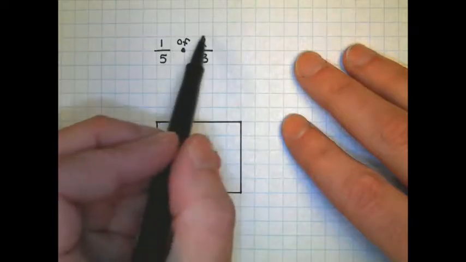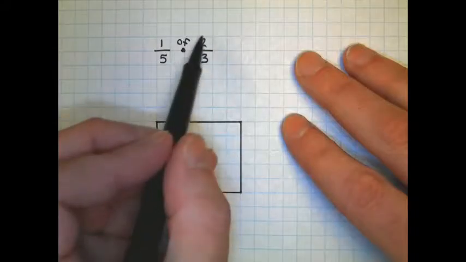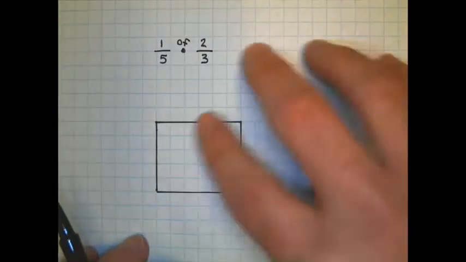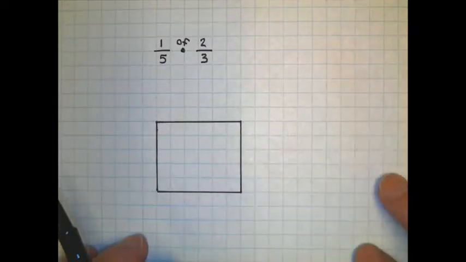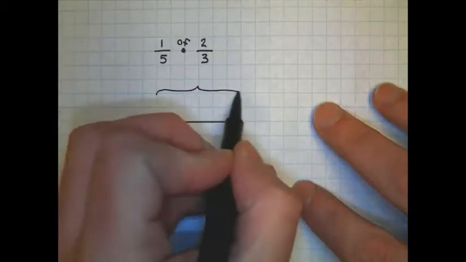That means that I'm starting with my 2/3. This is what I'm starting with because I'm taking 1/5 of this. I'm taking a piece of a piece. So I'm going to show this box right here. I start with my rectangle, and this is my whole. I have one whole here.